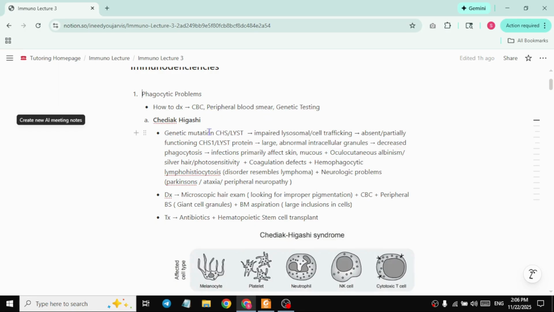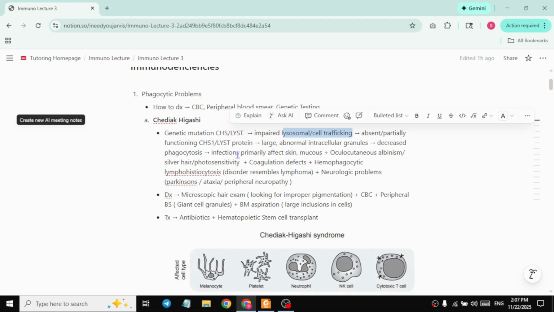Now, in Chediak-Higashi syndrome, you have a mutation in the gene called Chediak-Higashi something, and the other name is the LYST gene. Okay, the LYST gene controls the lysosomal trafficking within a cell. Now, if the lysosomes don't bind to things inside a macrophage, they're not going to have any sort of phagocytosis and digestion. If they don't do that, large abnormal intracellular granules are going to be formed, and they're going to have decreased phagocytosis, right? Eventually, this will lead to immunodeficiency and infections, okay?